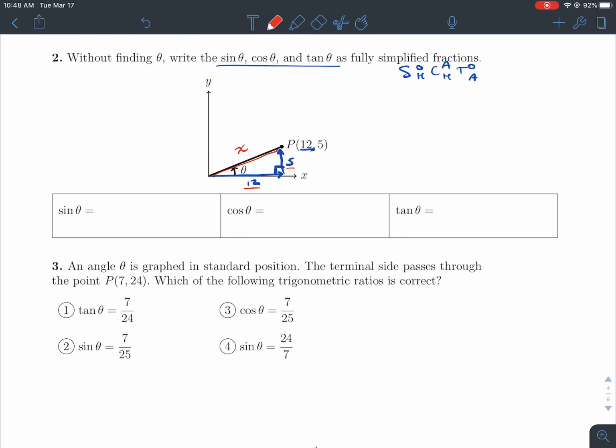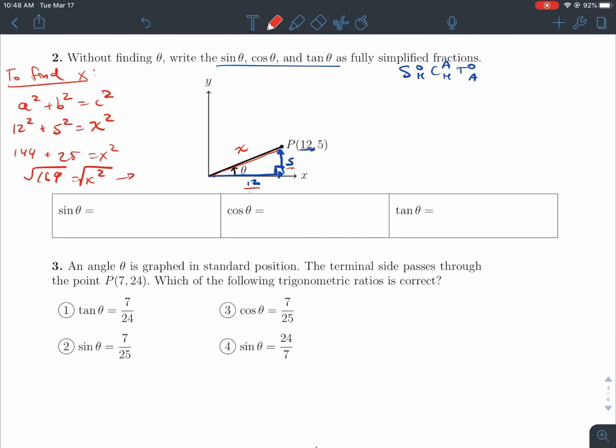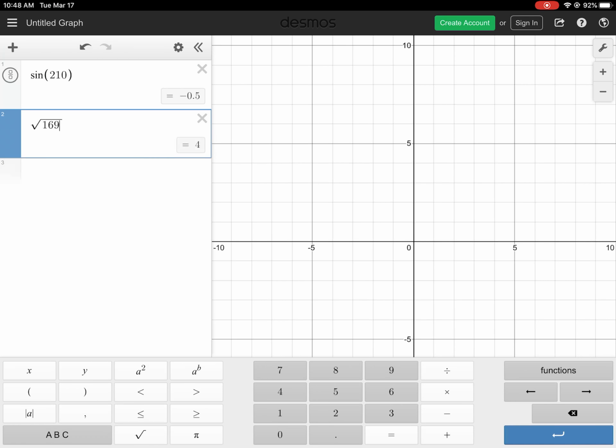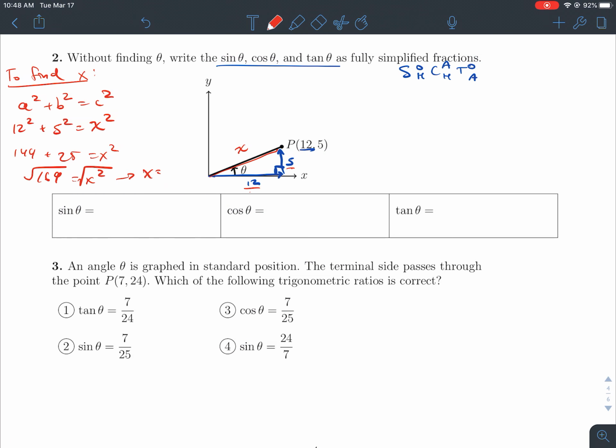And if we wanted to find x, well, because we know two sides of the triangle, we can use the Pythagorean theorem to find x. So we do a squared plus b squared equals c squared. A is going to be 12, b is going to be the other side, 5, and c is always the hypotenuse, so we plug in x there. 12 squared is 144, plus 5 squared is 25. 144 plus 25 is 169. And if you take the square root of both sides, you find that x equals 13.